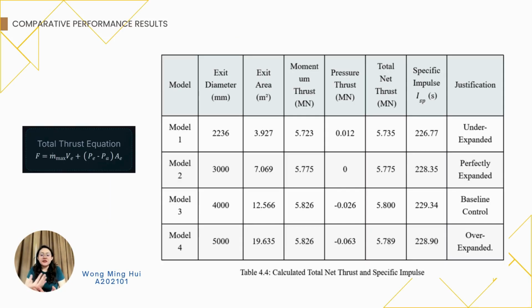To summarize our findings, let's look at the comparative data. Our results show that while the baseline model yields a specific impulse of 229.34 seconds, the perfectly expanded model remains the most stable in terms of flow quality. In conclusion, this simulation demonstrates that optimizing the expansion ratio is critical to minimize shock losses and maximize net thrust.